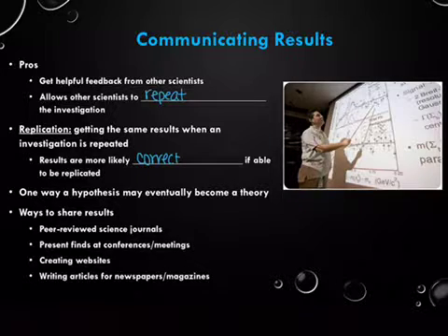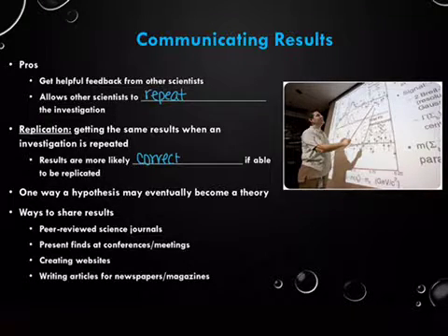Whereas if person A and person B do the same experiment and get two different results, that doesn't mean that the results are valid. They would need to continue to research that. So one way a hypothesis may eventually become a theory is by having all of these scientists replicate the scientific experiments, and they get the same results every time. Every time this experiment is done, the result is the same. And so that's when a hypothesis can become a theory.